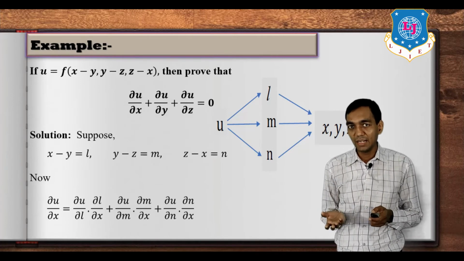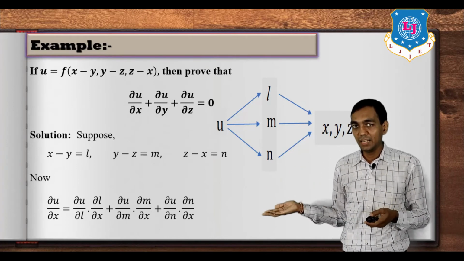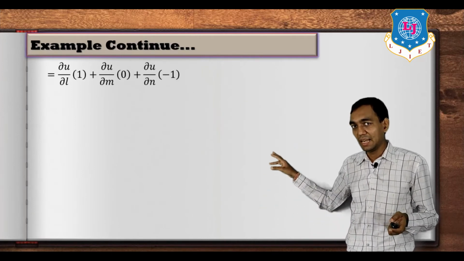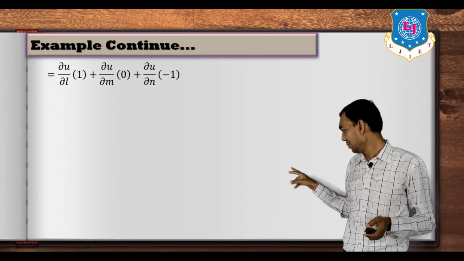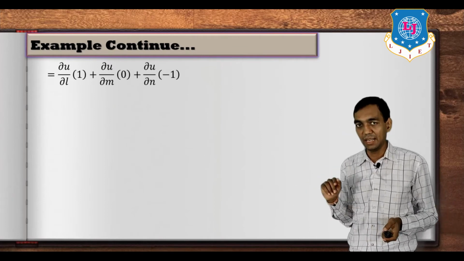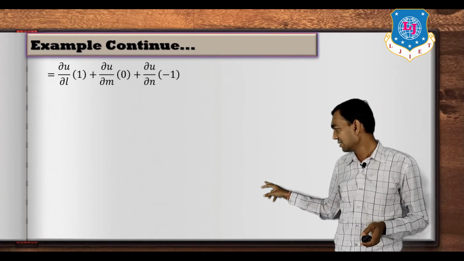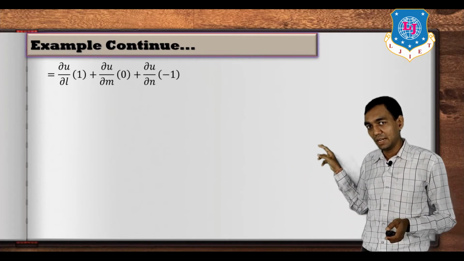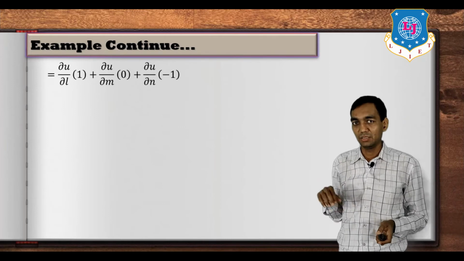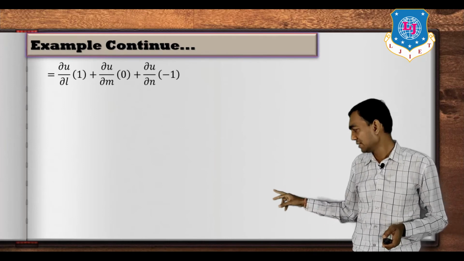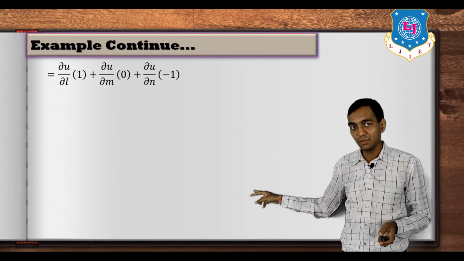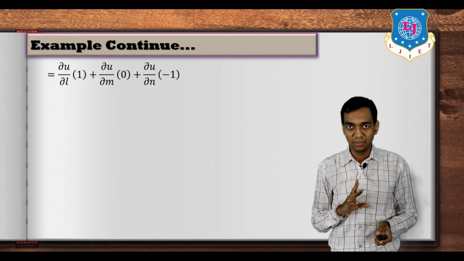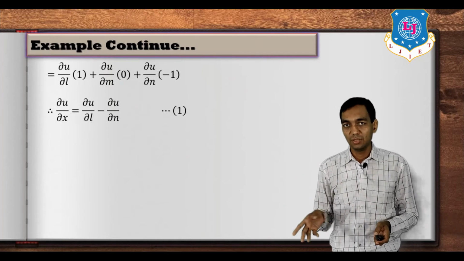So del u by del L, del u by del m and del u by del n remain as they are. And you have to put the values of del L by del x, del m by del x and del n by del x. So del L by del x has a value 1, del m by del x has a value 0 and del n by del x has a value minus 1. So putting that value and simplifying, that will give del u by del x is equal to del u upon del L minus del u upon del n. Now this is your equation number 1.